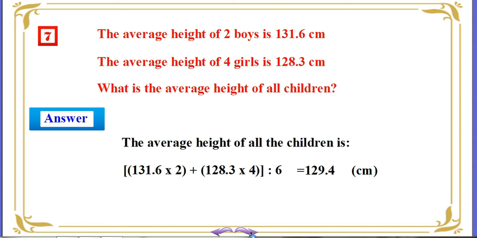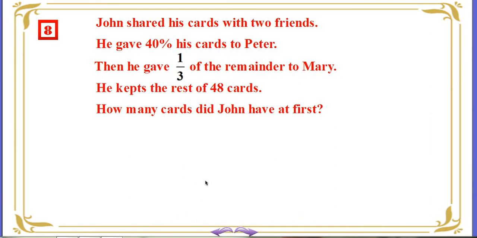Now we go to do exercise 8. John shared his cars with 2 friends. He gave 40% of his cars to Peter. Then he gave 1/3 of the remainder to Mary. He kept the rest, 48 cars. How many cars did John have at first? How do we do this exercise?